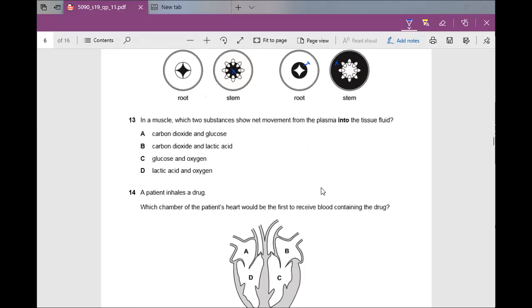In a muscle, which two substances show net movement from the plasma into the tissue fluid? Right? It means that some substances leave the blood plasma and enter into a tissue fluid. So it means tissue needs some useful substances. Carbon dioxide, no way. Glucose and oxygen, correct answer. Lactic acid, no way. If suppose it is written the opposite way, that okay, from tissue fluid to plasma, then we can go for carbon dioxide and lactic acid, but they are giving the direction from blood plasma to the tissue.